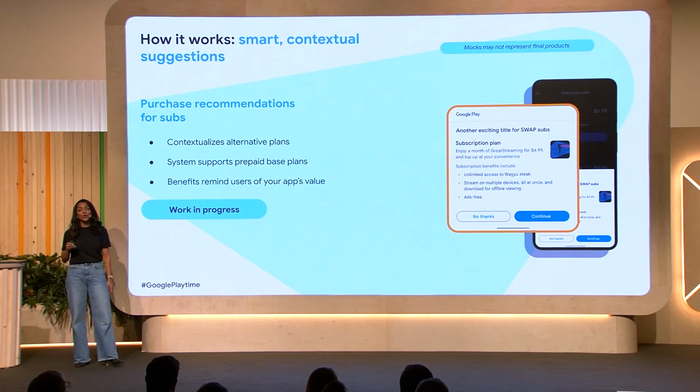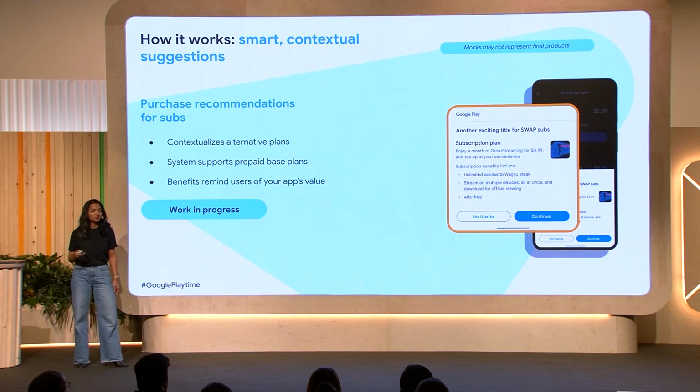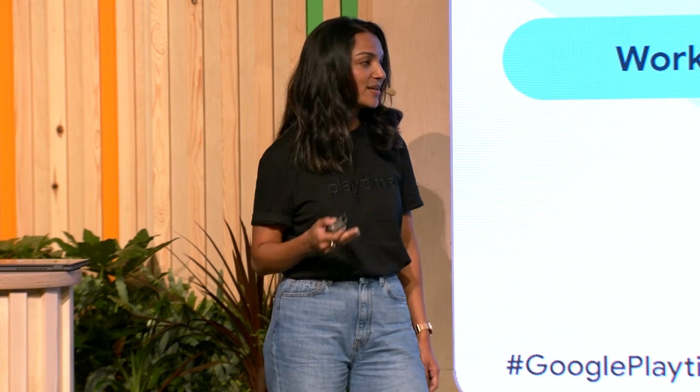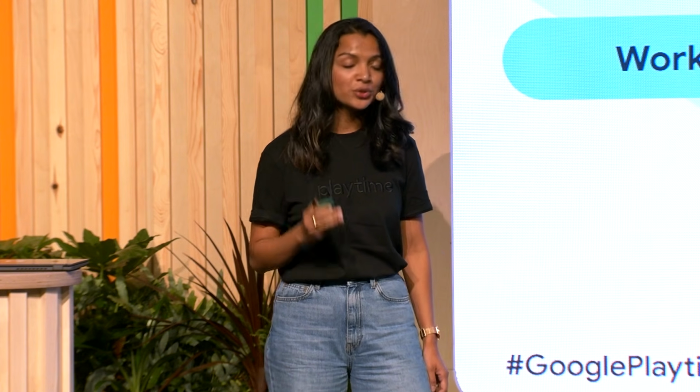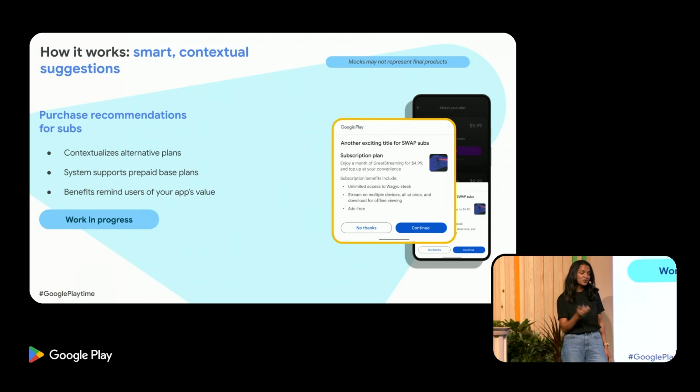All right. Not only that, when we are showing users the alternate recommendations, we're also reminding them of the different benefits that you're offering with your subscriptions. This reminds the user of why they started the purchase in the first place. Showing them the right benefit contextually has been shown to drastically improve the user experience and also help with conversion.